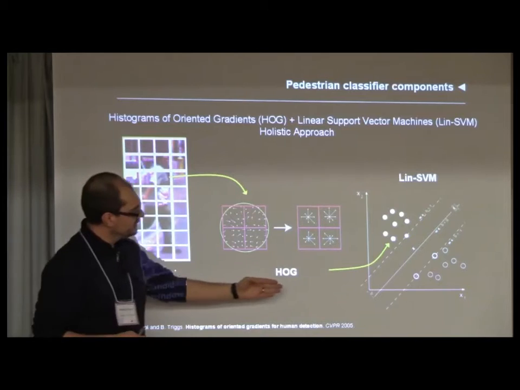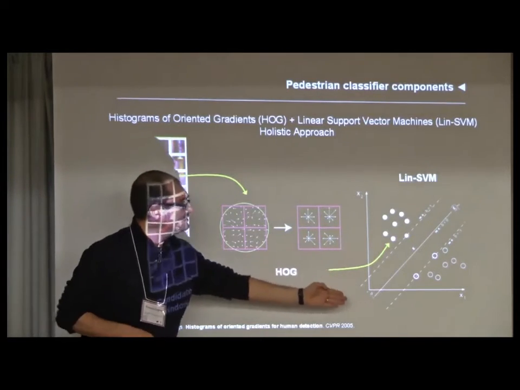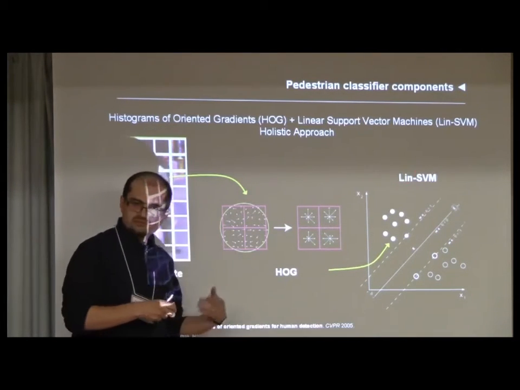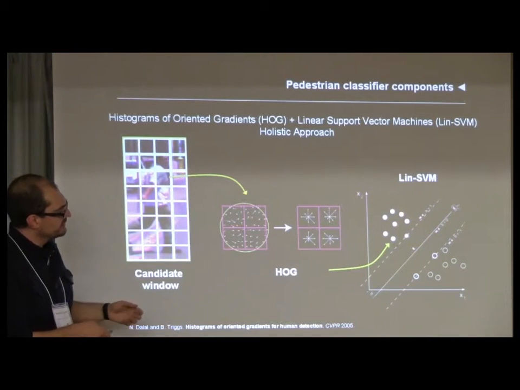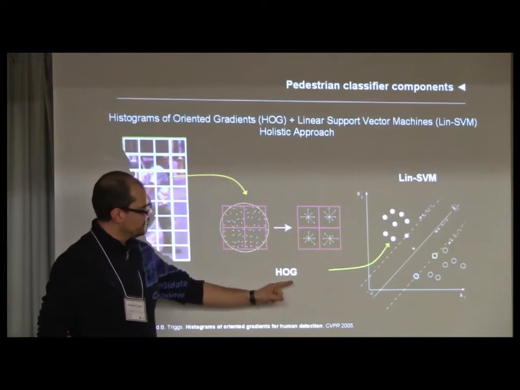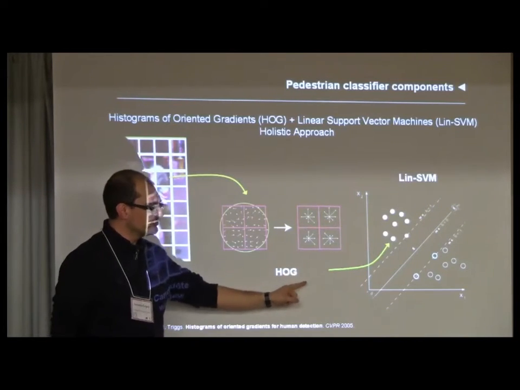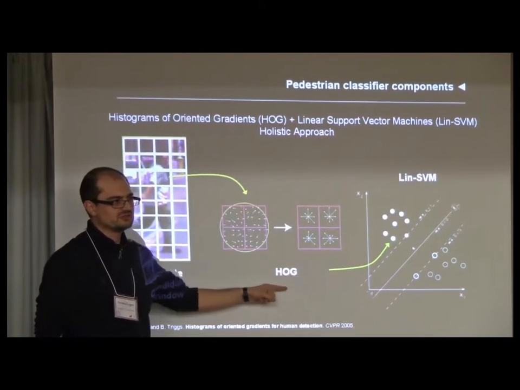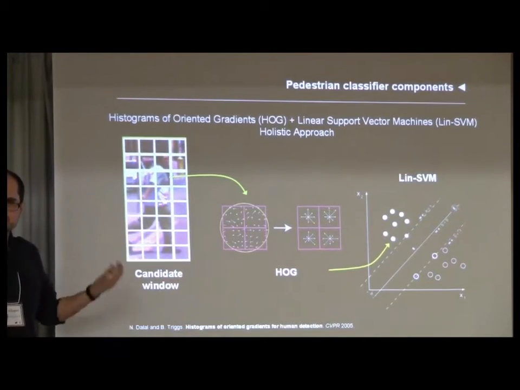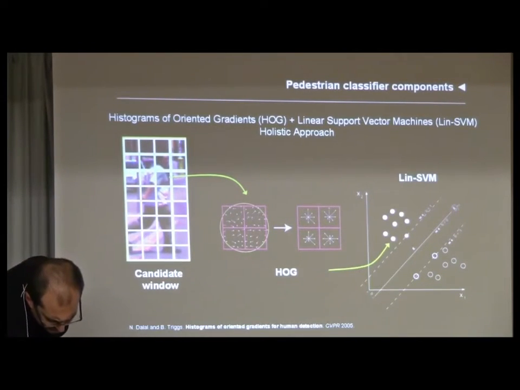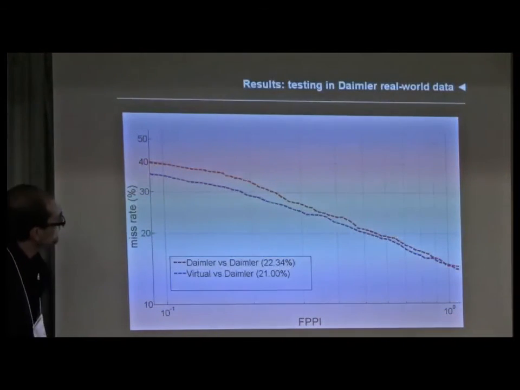Nowadays there are better feature spaces, and maybe other kernels, but this is a quite robust baseline in the sense that new approaches many times just add new things to this. So this is still there, and not only for pedestrian detection, but for object detection in general.